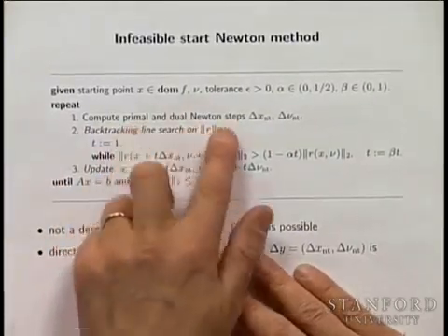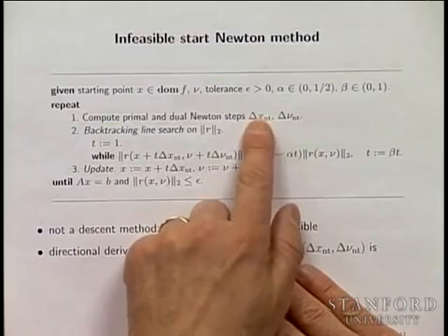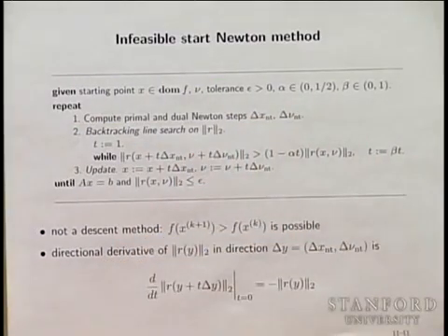You compute the primal and dual Newton steps. Then here's the important part. You cannot do a line search on the function value. It makes absolutely no sense. In fact, in the infeasible start Newton method, the objective can and will, and in some cases, must increase. And the reason is very simple.